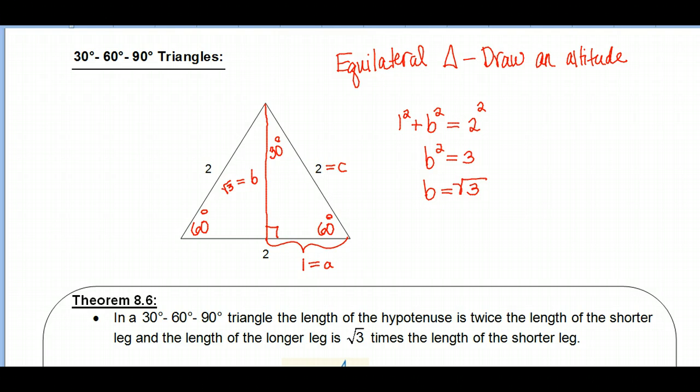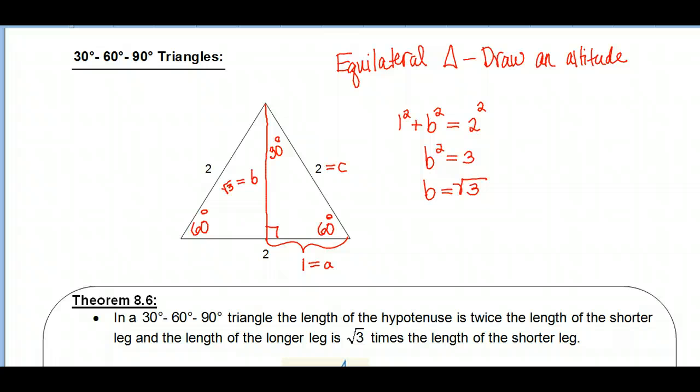Okay, so in this 30-60-90 triangle, we have a hypotenuse, which is 2. And then we have 2 legs, but we want to make sure that we don't get them mixed up. One is a shorter leg and one is a longer leg. How do we know which one is shorter?